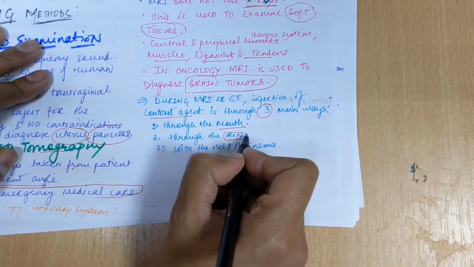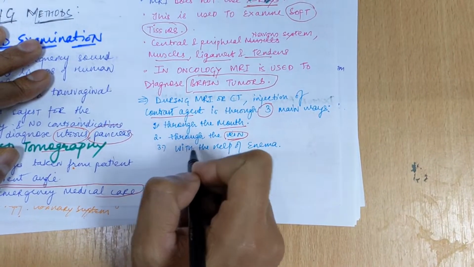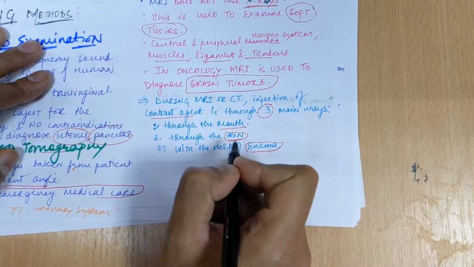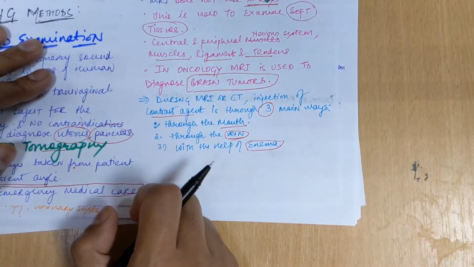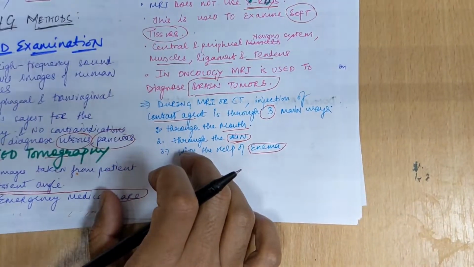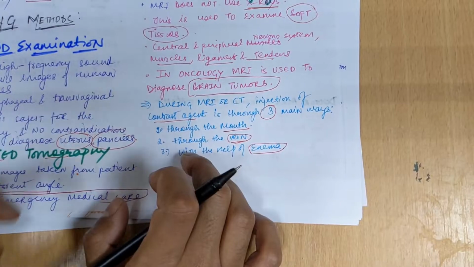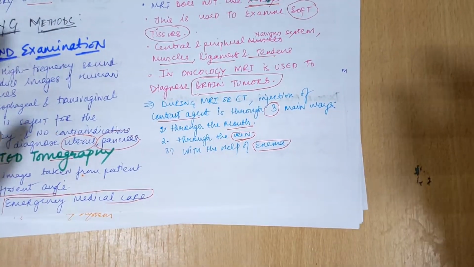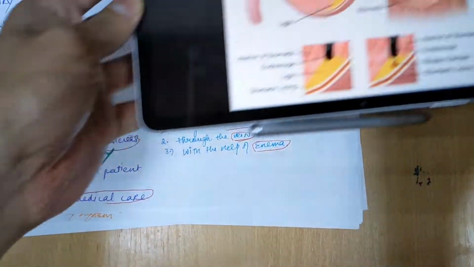For that we use a vein to insert the contrast agent in the ovary or pelvic area, and with the help of an enema we diagnose areas of the abdomen, like stomach cancer or pancreatic cancer. So we use that way to insert the contrast agent, which is used in the case of MRI and CT.